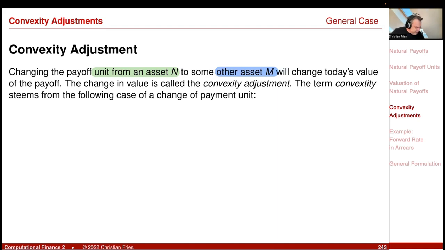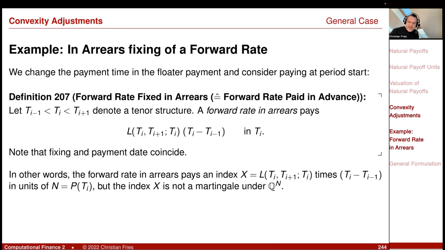And instead of paying, say, my index X multiplied with the unit N, which is the natural one, I now consider paying X in the units M. What is happening if I change the unit? Changing the unit can mean paying in a different currency, like for the quanto. We already saw this guy. But it can also mean paying at a different time, so paying at a wrong time. And a nice example for this is the LIBOR in arrears.